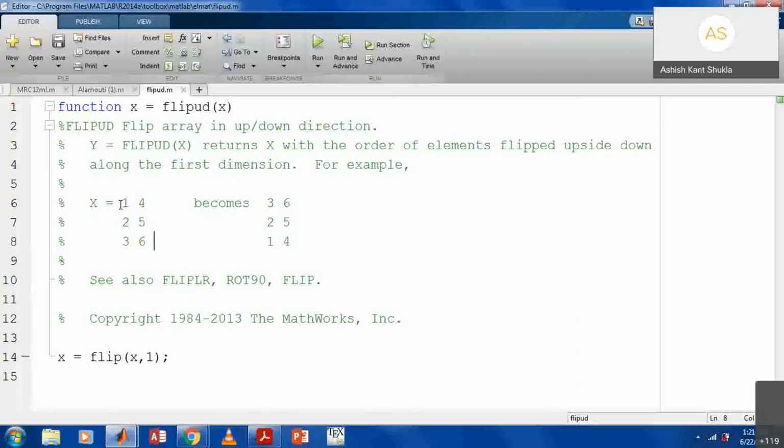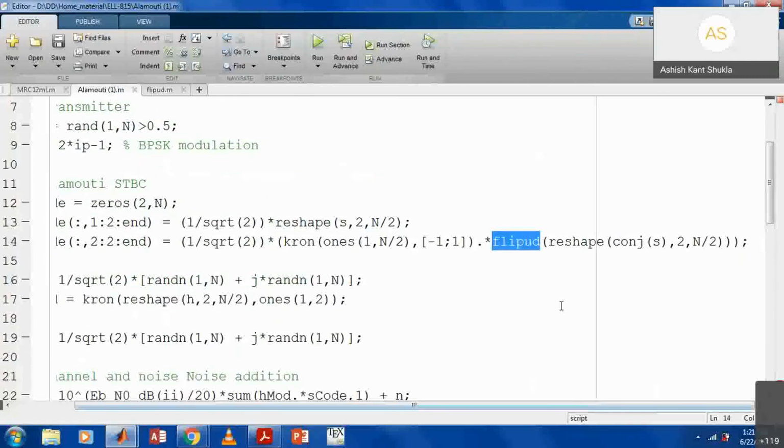So it generally flips your rows. So the even columns of your matrix will be filled by these elements.